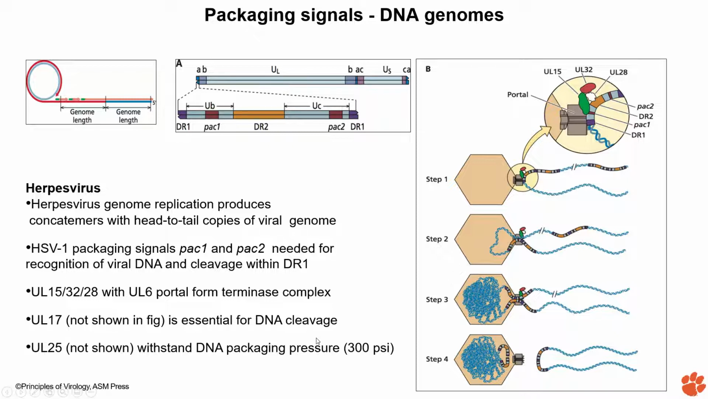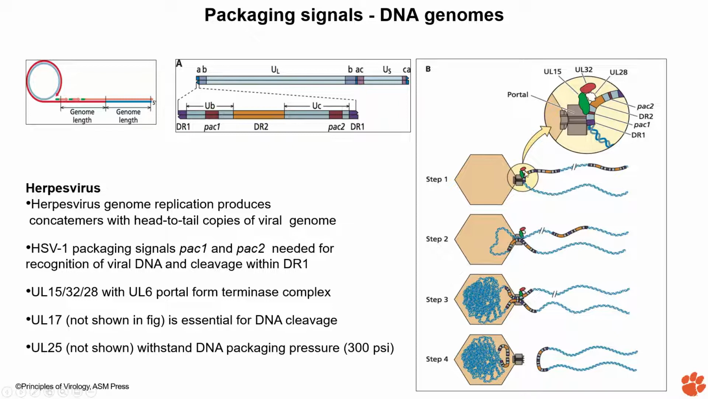So what happens is that at the portal, where you have the UL6 portal, several different proteins assemble. Again, I'm not going to ask you individual names of the proteins, but just some specific ones we're going to see. These include UL15, 32, and 28. And what happens is that they recognize these sequences, these A sequences.